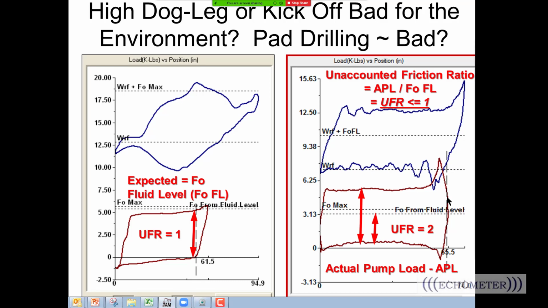Okay, we have a couple more questions. One question from Chris is, the proper damping factor, that's a good one. The proper damping factor should always be matched with the FO from the fluid level or from FO max. And the fine tuning is always manual.